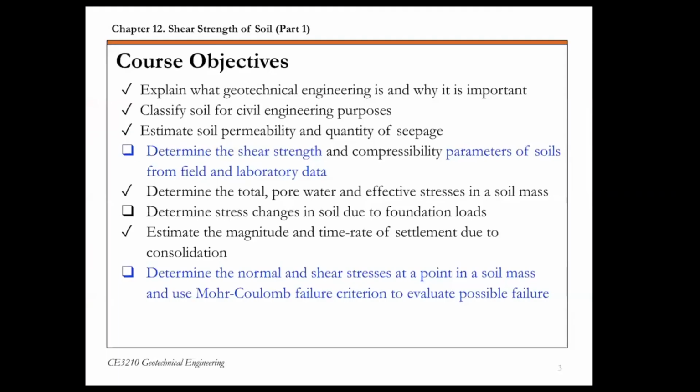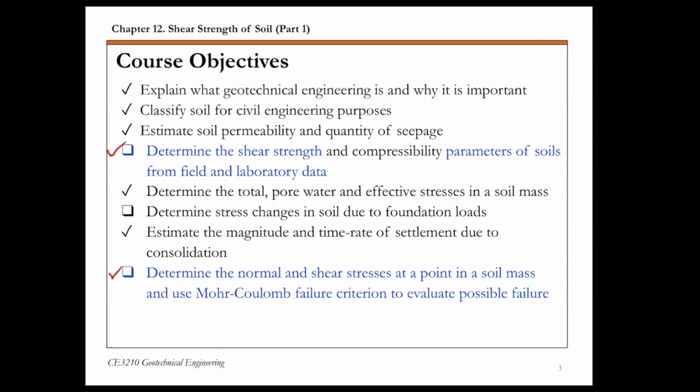If you take a look at the list of our course objectives here, this chapter actually relates to two of the main course objectives. The first one is to determine the shear strength and shear strength parameters of soils from field and lab tests. And the second one is to determine the normal and shear stresses at a point in the soil mass and use the Mohr-Coulomb failure criterion to evaluate possible failure. So two of the main course objectives relate to this chapter.